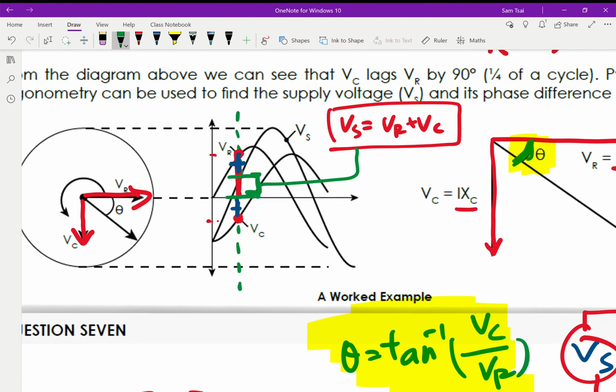Does that make sense to you? Because VR is positive and VC is negative, when VR plus VC, it drops from here to here. So I can do it one more time. VR is here, positive, that much, and VC is negative, that much. So the result is that much. This is VR plus VC. I hope it makes sense.